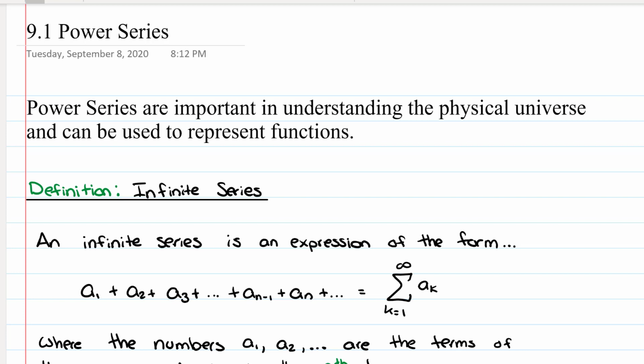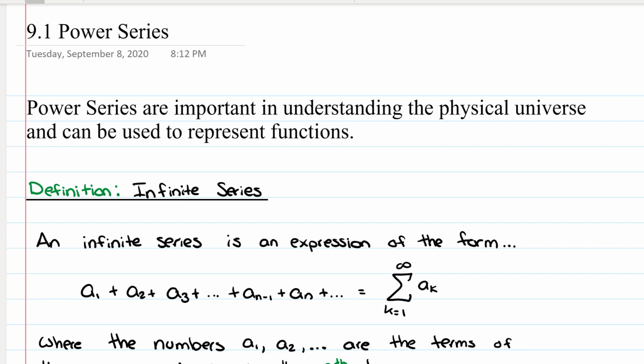9.1 Power series. Power series are important for understanding the physical universe and how we can represent functions that represent the universe. Later, we're going to start talking about how to represent sine of x, e to the x, and all these weird functions that we use over and over and over as power series, or what we'll call Taylor series. But for now, let's just start with basic power series, like x squared and things like that.